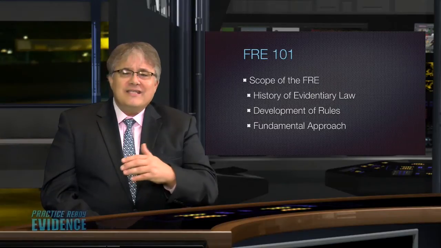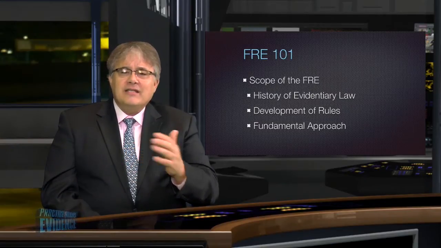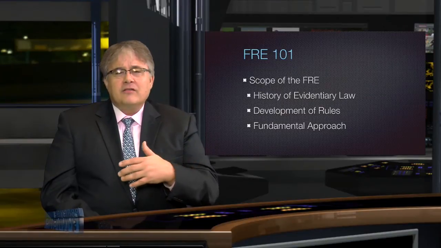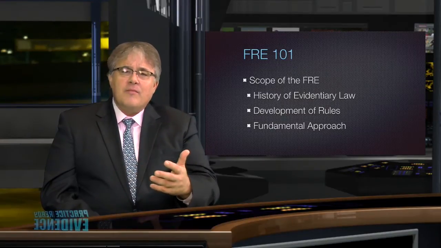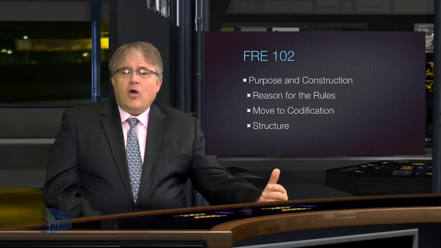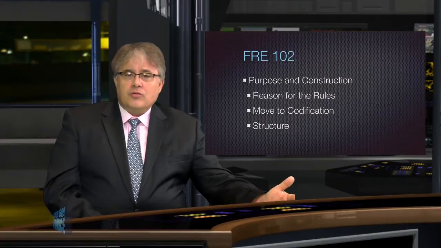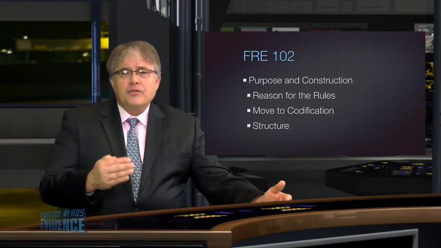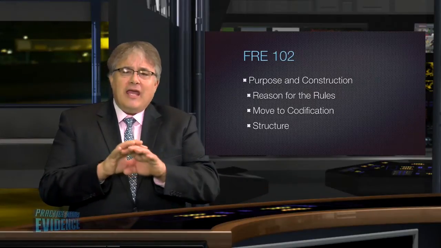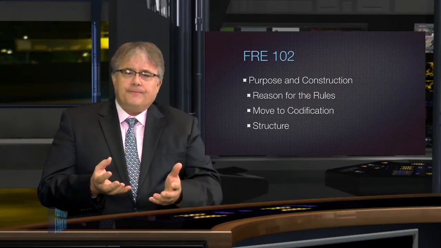going forward. And we see that in the designation of the scope of the rule under Federal Rule of Evidence 101, and the discussion and the commentary and the comments about how federal evidentiary law developed. Now, if I go and look at Federal Rule of Evidence 102, it talks about the purpose, the construction of the rule, the move to codification, and the way in which the rules are set up.